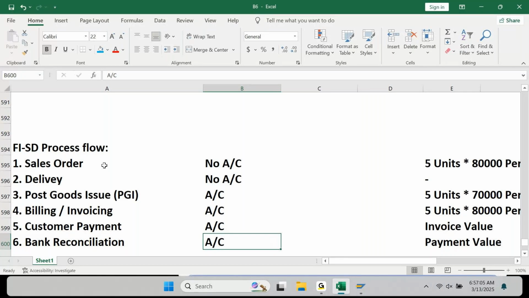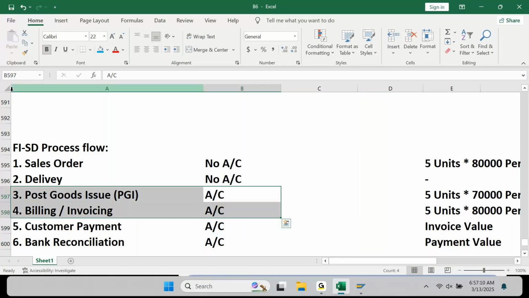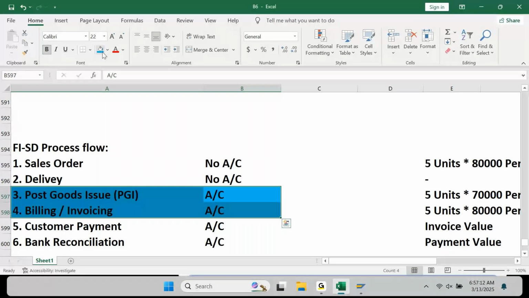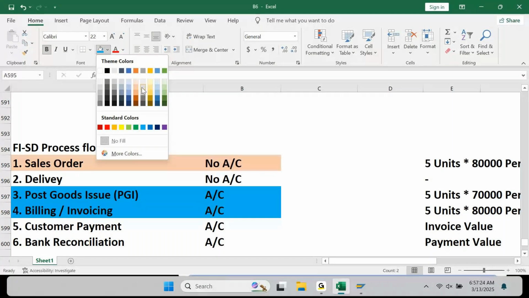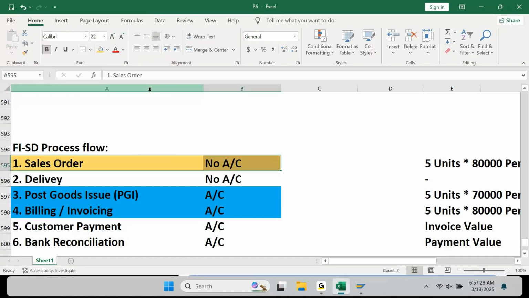Out of this flow, only these two places are where your integration entry is coming, where integration is happening. And this is happening with respect to the sales order. This is the base. Based on the sales order, you are delivering the goods, and based on the sales order, you are billing the customer.